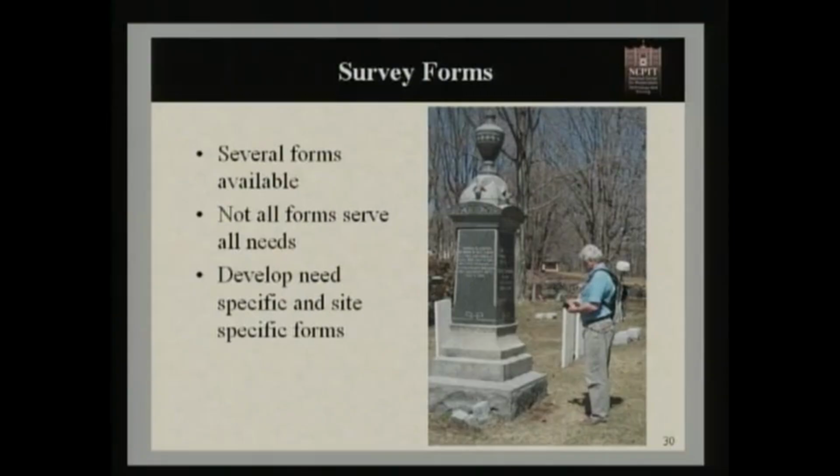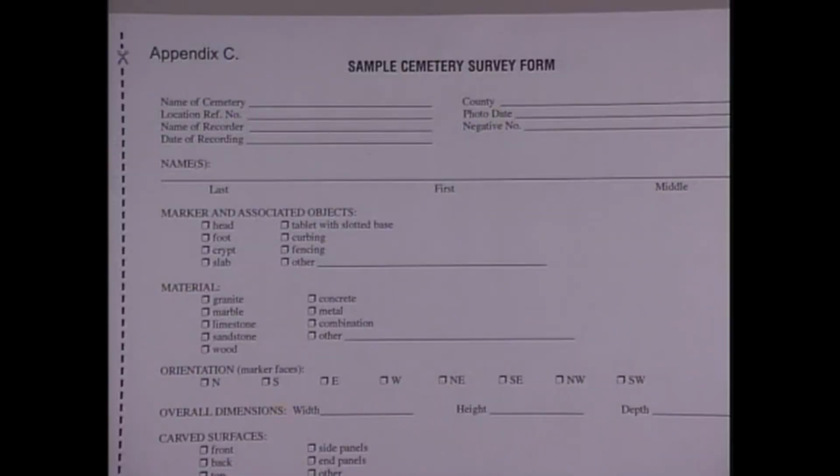We want to talk a little bit about different types of survey forms. There are several types of forms that are available to us. Those forms include forms that can be gathered on a computer or forms that can be gathered by hand. There are forms available to you in the participants packet and the handouts that I gave you. In addition, not all forms serve all needs. And so let's take a look quickly at one type of form that might be used for surveys.